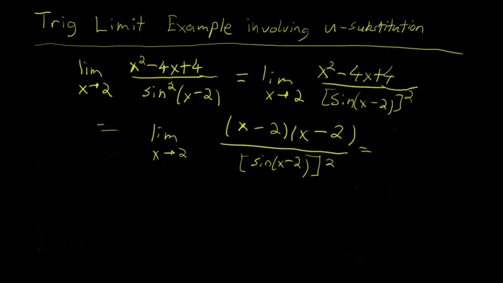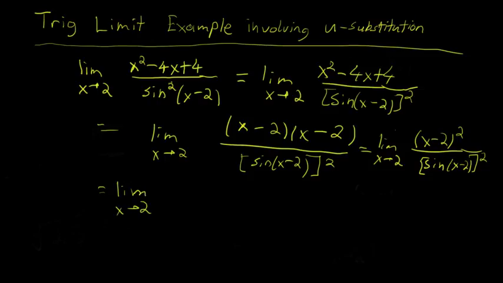Okay, so this is the limit as x tends to 2 of x minus 2 quantity squared over sine of x minus 2 quantity squared. So this thing can be rewritten as x minus 2 over sine of x minus 2, this whole thing squared.